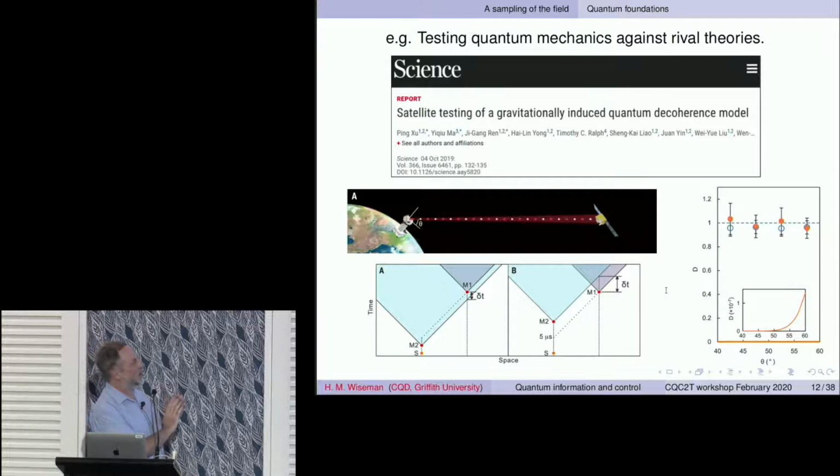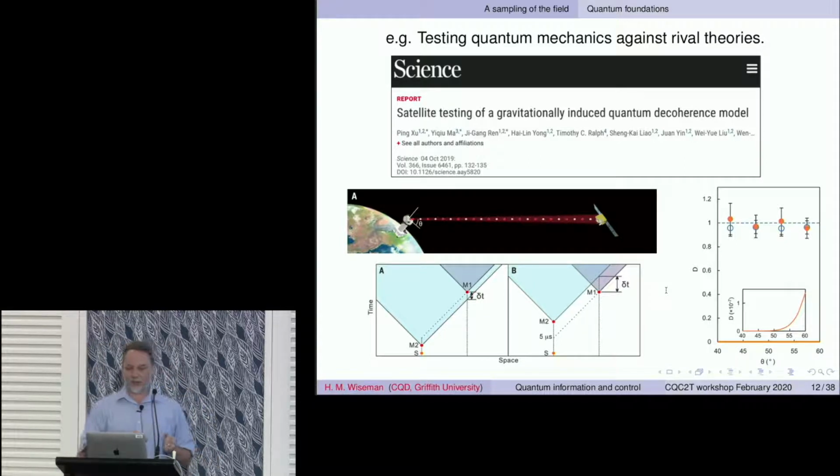So this is experimental work done with the Chinese satellite Mencius, is that right? Yes. That we heard about yesterday, was it? Must have been, yes. Based on a theoretical proposal by Tim. And so essentially, this is a class of quantum foundations which is about testing quantum mechanics against rival theories.